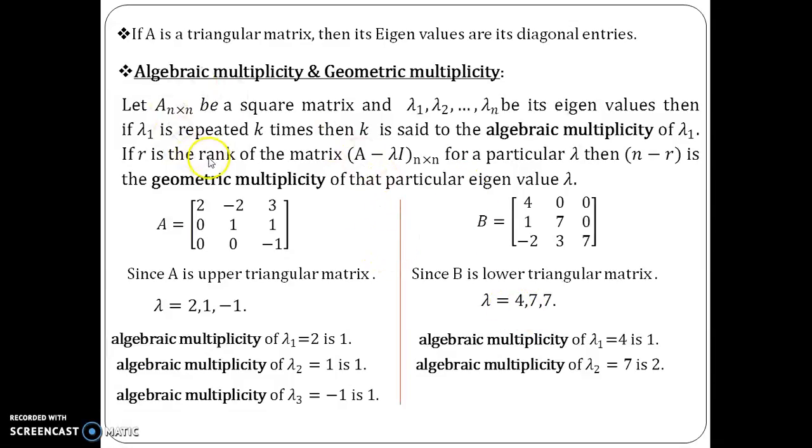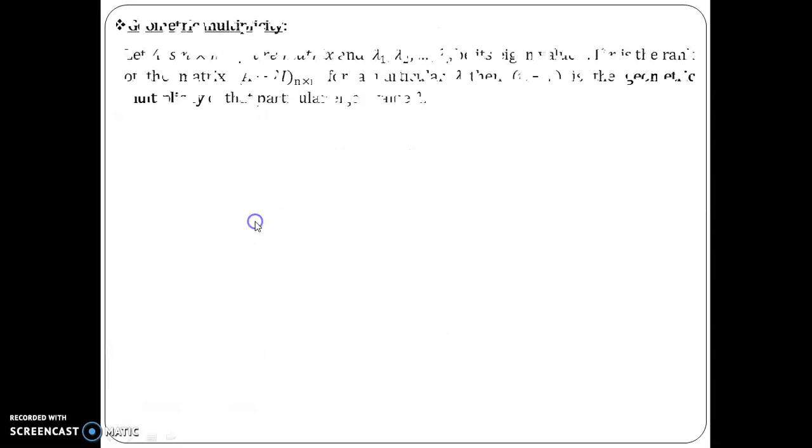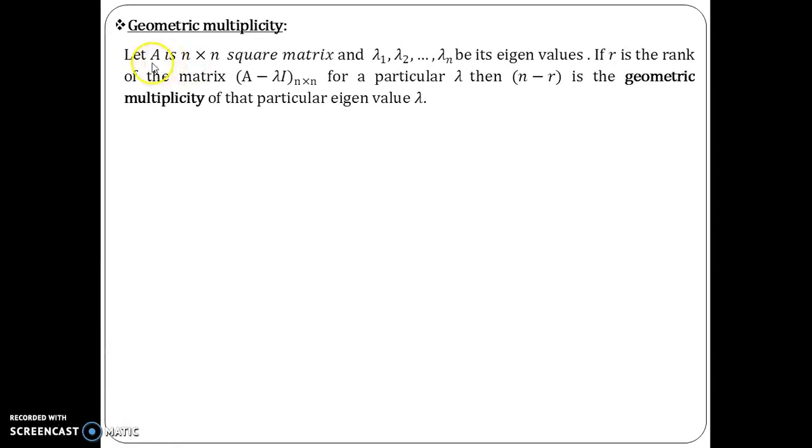I am now going to focus on geometric multiplicity. Let us try to understand the definition once more. If A is an n cross n square matrix, and lambda 1, lambda 2, up to lambda n are its eigenvalues, and if r is the rank of the matrix A minus lambda I, which is an n cross n matrix, for a particular lambda, then n minus r is the geometric multiplicity of that particular eigenvalue lambda.